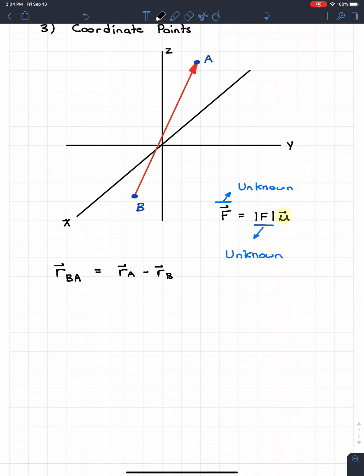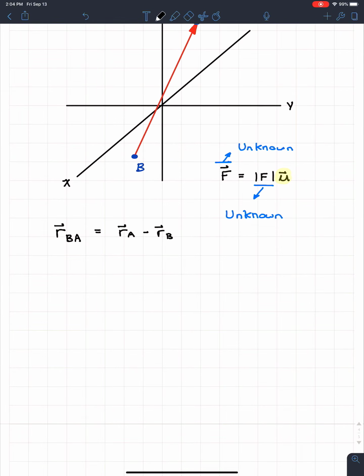So again, another easy way that students get tripped up in the midterm, they go, okay, RBA, so it's RB minus RA. Well, no, it's the opposite. You want to take where you end up and subtract your initial position. So from there, we'll get a nice vector. And then with that nice vector, so RBA, we can find the magnitude.